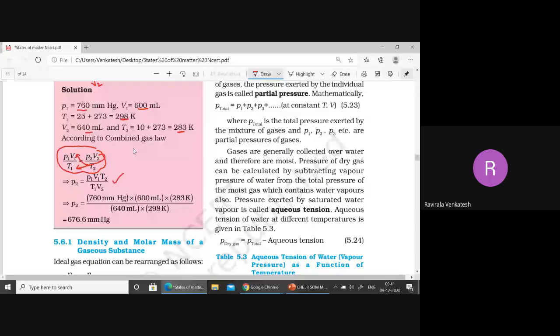Now substitute: pressure P1 is 760, V1 is 600 ml, T2 is 283, T1 is 298, and finally V2 is 640 ml. So you get 676 mm Hg. Right? In this way, we have to do it.